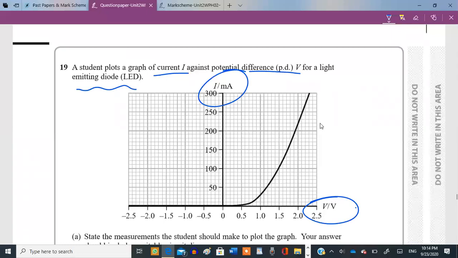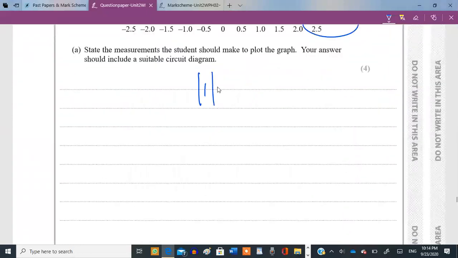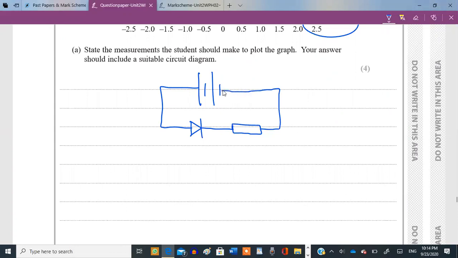Okay, so for the circuit diagram, if you look at the circuit diagram first, you need a battery which is connected across a diode, a light emitting diode. And in addition to that, you also need some other resistor to control the flow of current. To control the flow of current, the resistor should be a variable one. So you have a variable resistor.